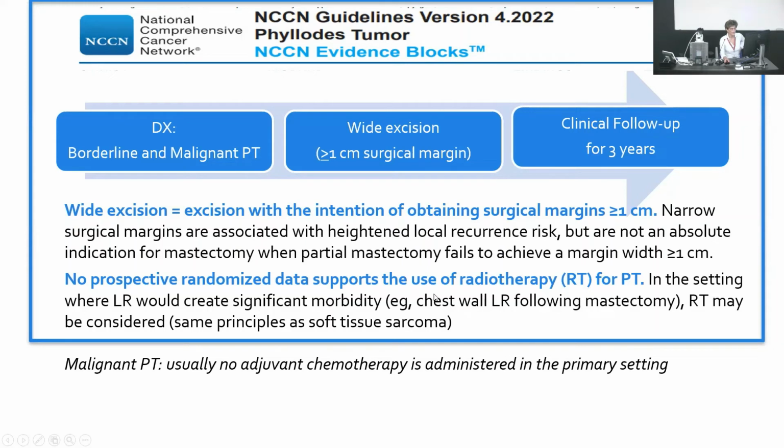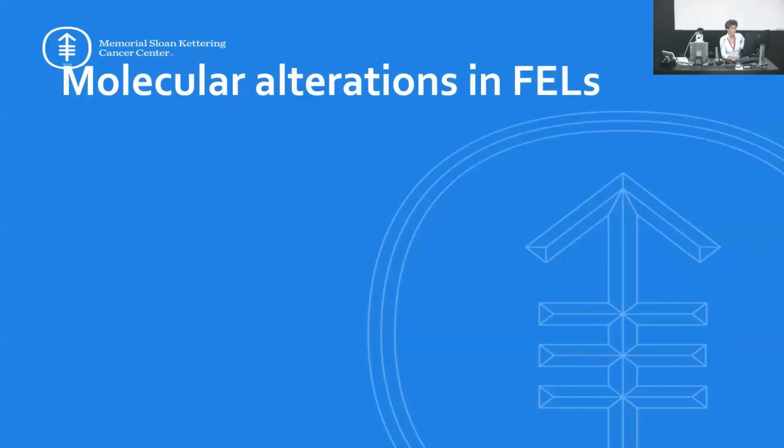There is no prospective randomized data that supports the use of radiotherapy for primary treatment of phyllodes tumor, including malignant phyllodes tumor. And in general, there is no adjuvant chemo that is given in the primary setting.